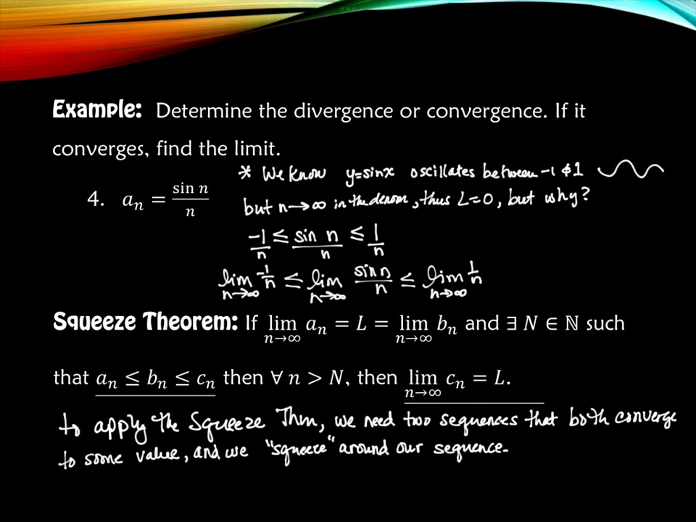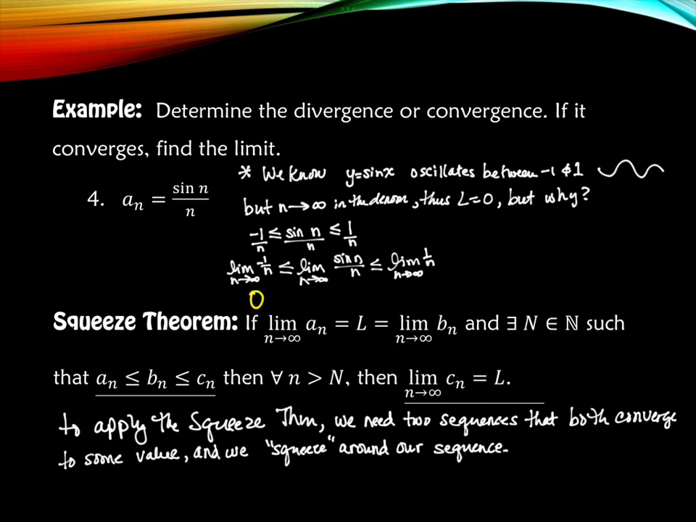But here's the cool thing. What's the limit of -1 over n as n goes to infinity? It's 0. And what's the limit of 1 over n as n goes to infinity? It's 0. And the thing we're looking for is sandwiched or squeezed in between. So I need a value that's both bigger than or equal to 0 and smaller than or equal to 0, and I'm out of options. It's got to be 0. There's no space. I'm squeezing the space around it.